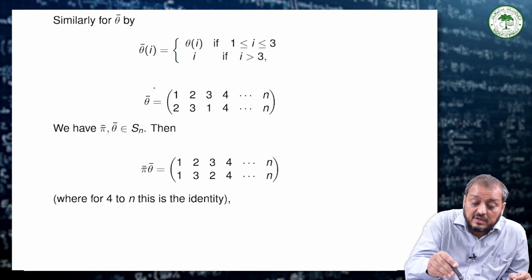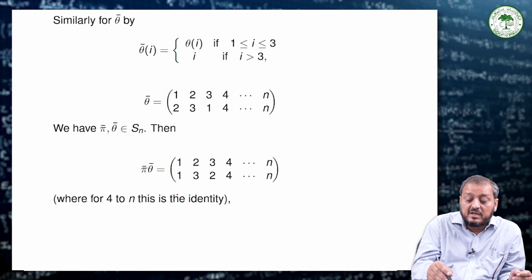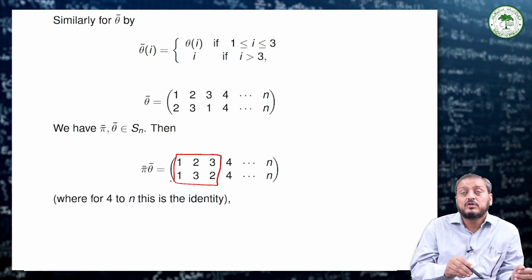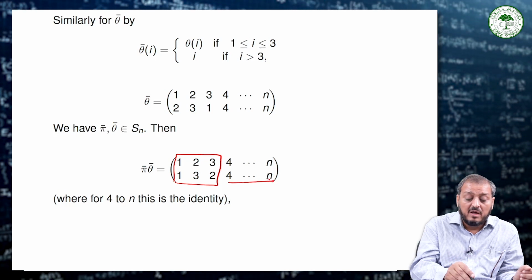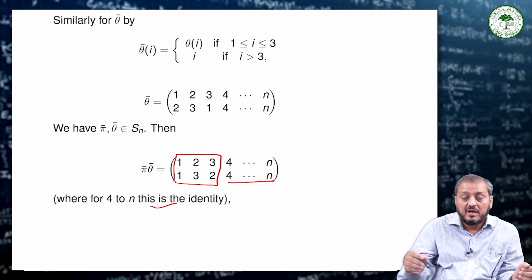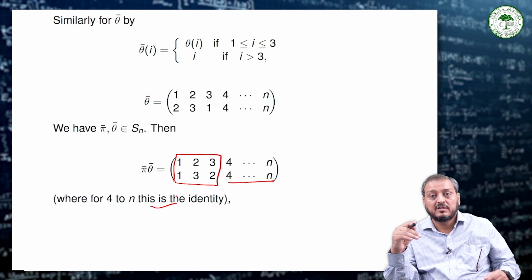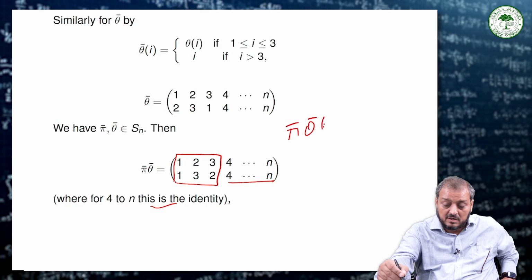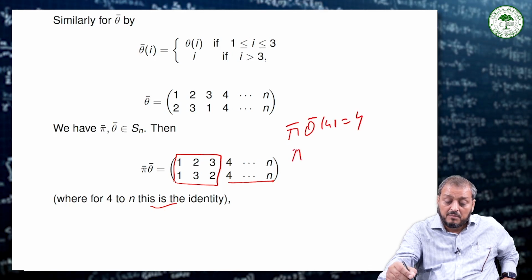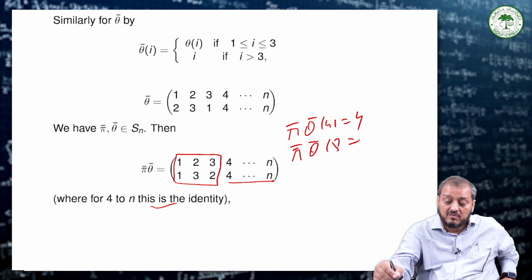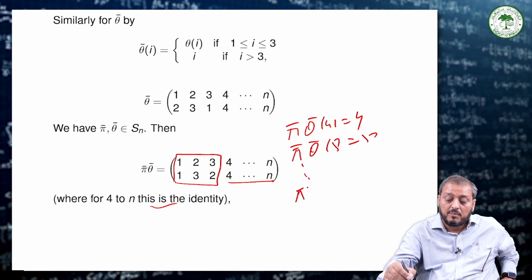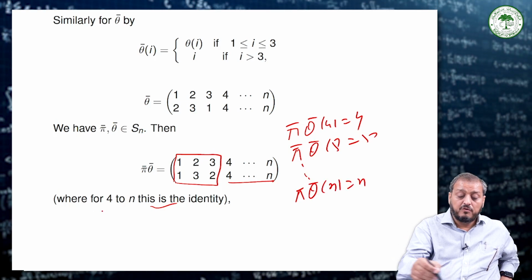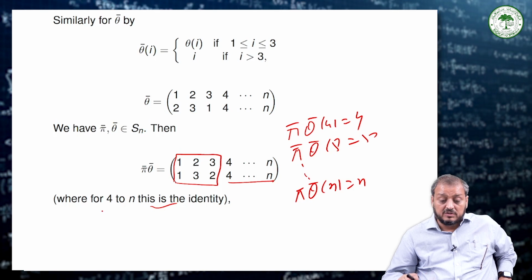Now, we calculate pi bar theta bar, which is clearly in this form 1 3 2, and the rest from 4 to n is the identity, 4 goes to 4, 3 goes to 3 and so on. So, we have pi bar theta bar of 4 is equal to 4, of 5 is equal to 5, and so on, pi bar theta bar of n is equal to n. So, 4 to n is the identity.